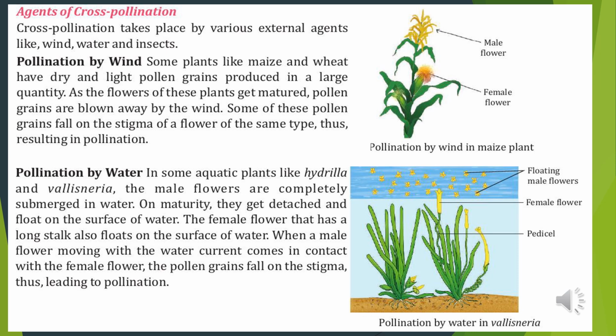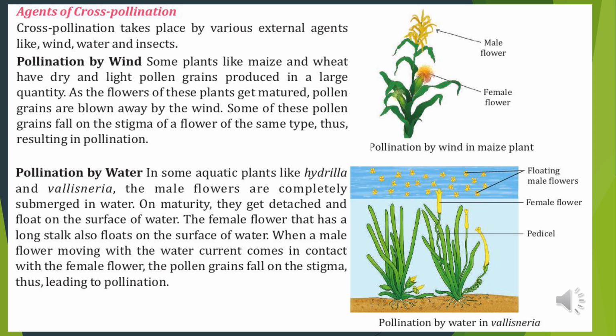Agents of cross-pollination. Cross-pollination takes place by various external agents like wind, water and insects. The first one is pollination by wind. Some plants like maize and wheat have dry and light pollen grains produced in a large quantity. As the flowers of these plants get matured, pollen grains are blown away by the wind. Some of these pollen grains fall on the stigma of a flower of the same type, thus resulting in pollination. So, with the help of the wind, the pollen grains are blown from one plant to another.